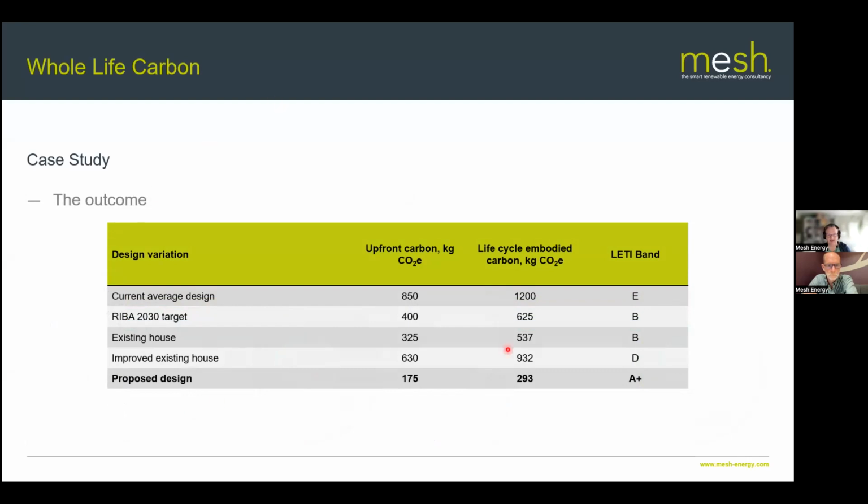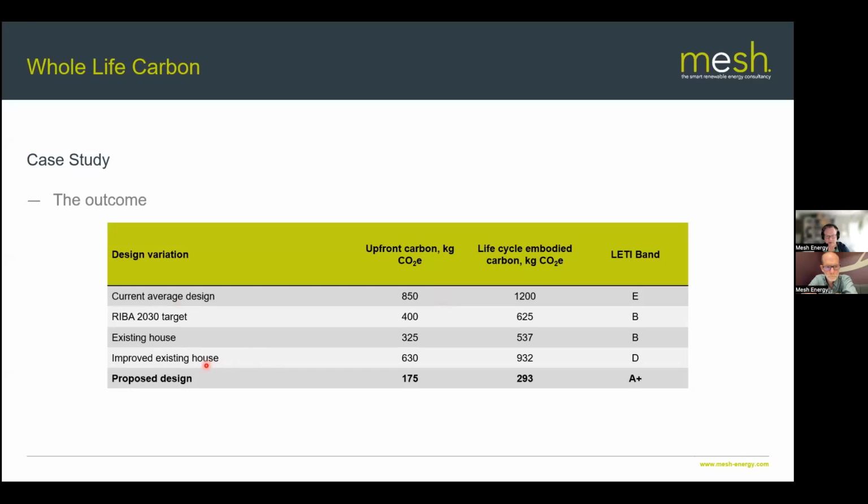So the current average design is LETI band E, and this relates to the REBA sustainable outcomes. This has all been harmonized over the last year or two. And so the REBA 2030 target is LETI band B. Because of the simplicity of the existing house, it actually achieved the LETI band B, even though it was grossly inefficient from an energy point of view.